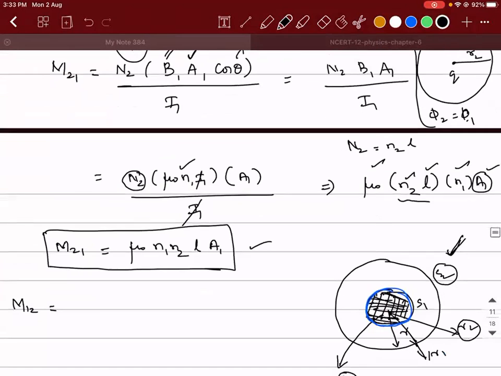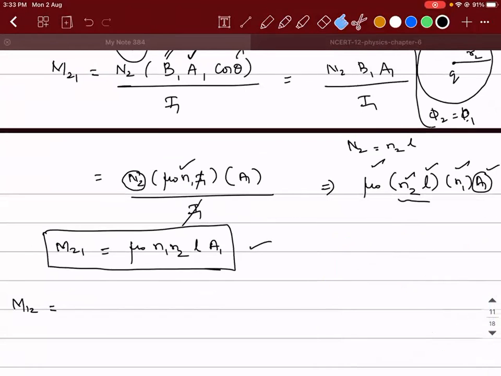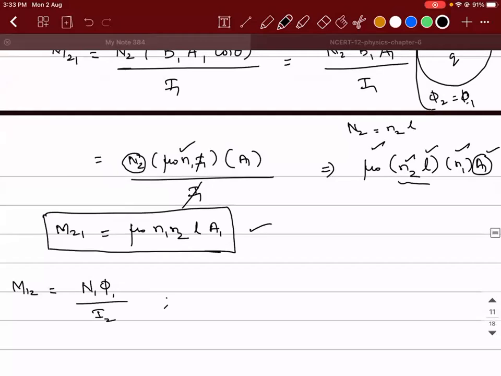Okay. Now you guys tell me how to do M12. M12 will be equal to N1 phi1 divided by I2. Right. So what is N1 phi1? Now what is happening? The second coil is connected to the battery and the first coil is connected to whom? Nothing, a galvanometer. Right. So N1 is N1 only. Here the flux through the first coil is due to the magnetic field of the second coil into the area of the first coil into cos 0 degrees, the whole divided by I2.